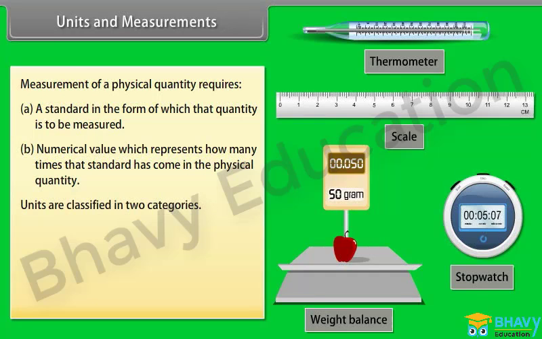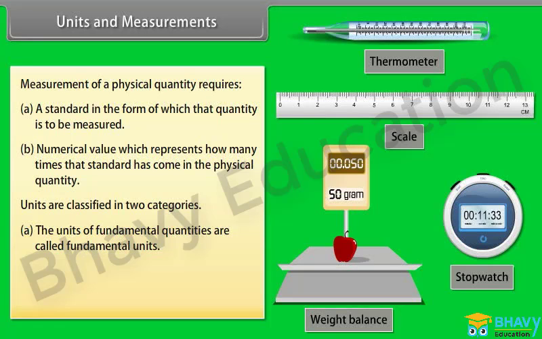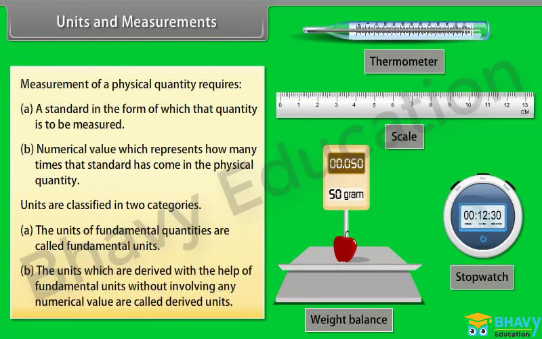Units are classified in two categories. They are A. Fundamental units and B. Derived units. A. The units of fundamental quantities are called fundamental units. B. The units which are derived with the help of fundamental units, without involving any numerical value, are called derived units.